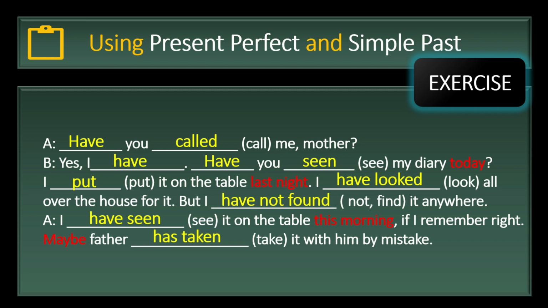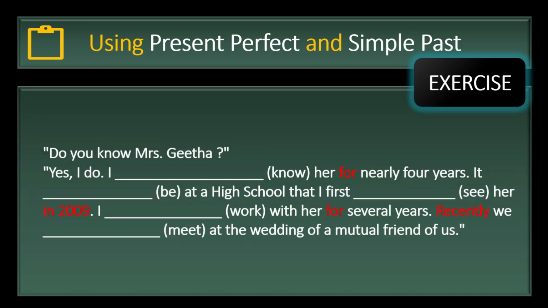Let's see the next exercise. Do you know Mrs. Geeta? Yes, I do. The question is in present tense, simple present tense, so the answer is simple present tense. Okay, anyway, we are not worried about that now. Here the key word here is for. So we use present perfect tense. So the answer should be have known. I have known her for nearly 4 years. For is the key word because we used period of time.